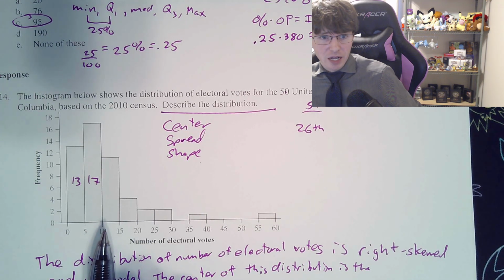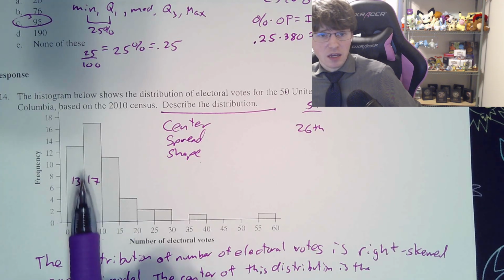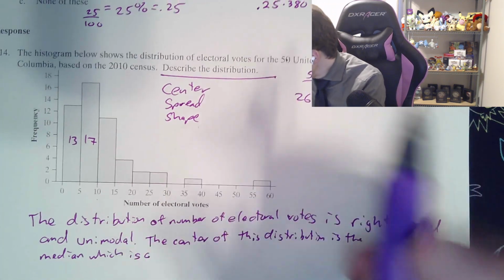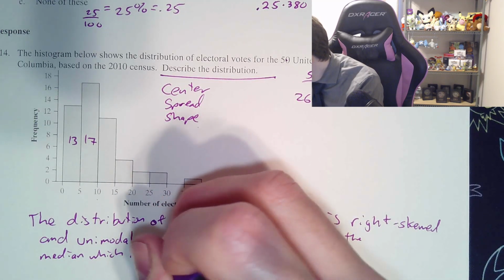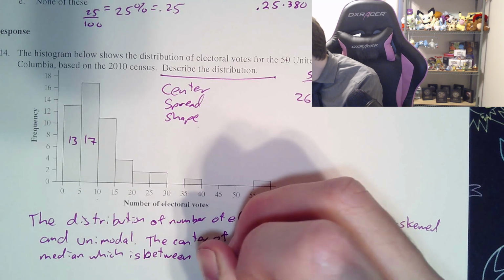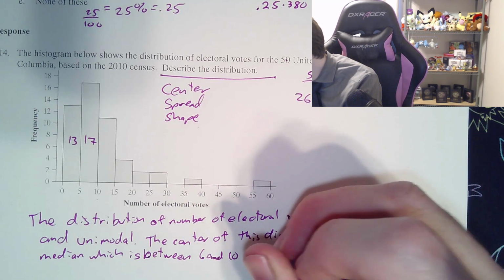We're not certain exactly where because it doesn't say how many in between. You could be more specific as to how many states actually fall between here. But because you can't do that, all we would say is, and the median is between 6 and 10 electoral votes.